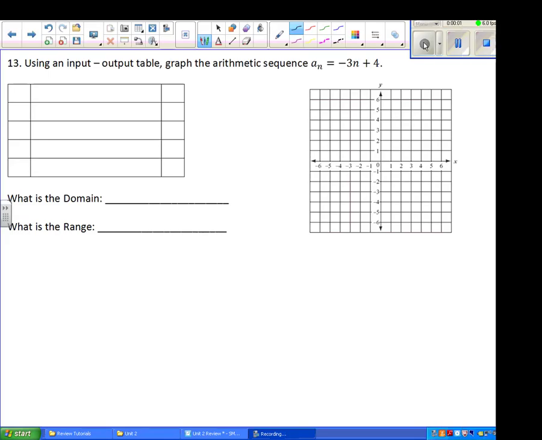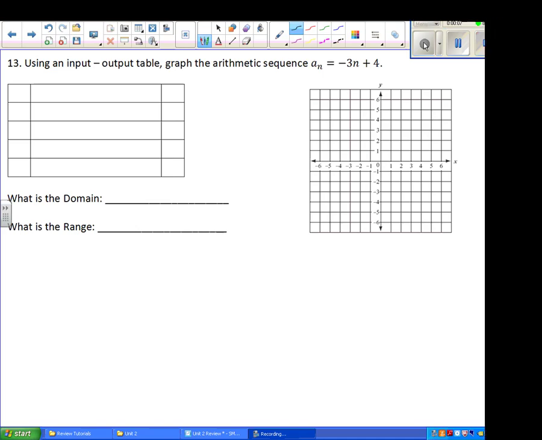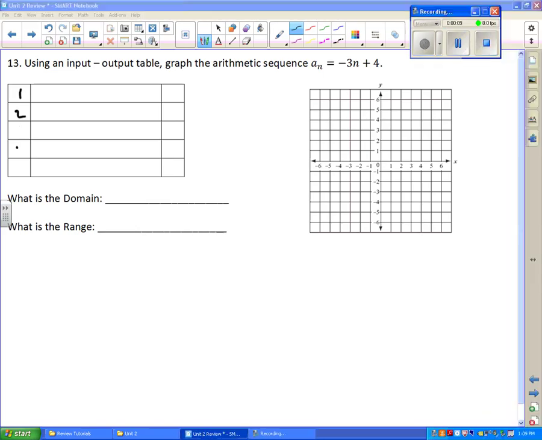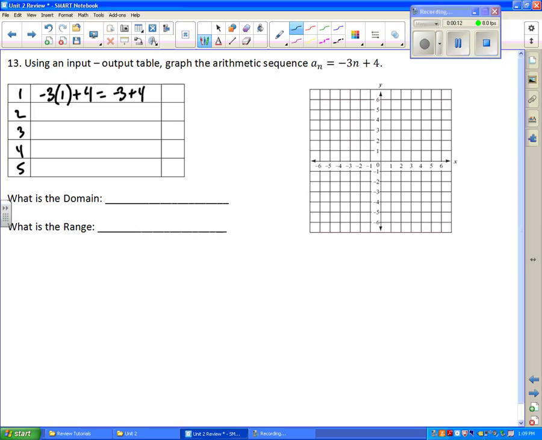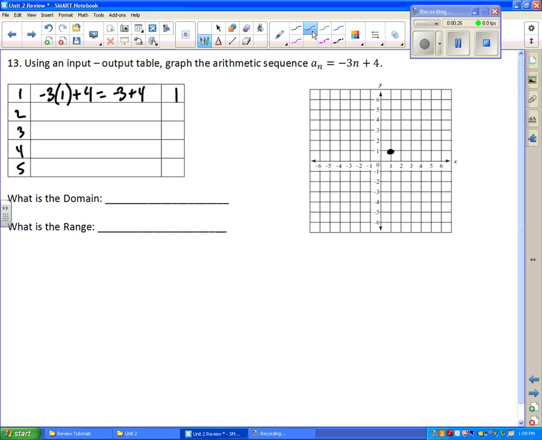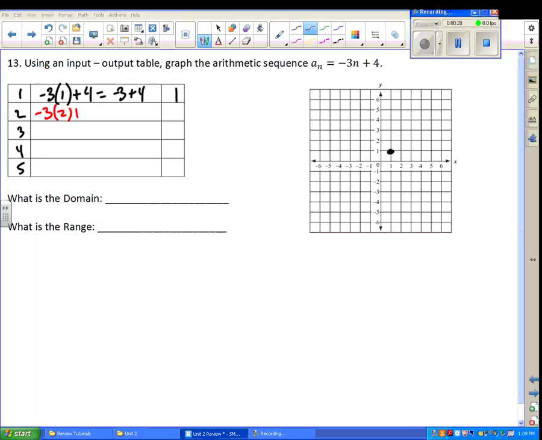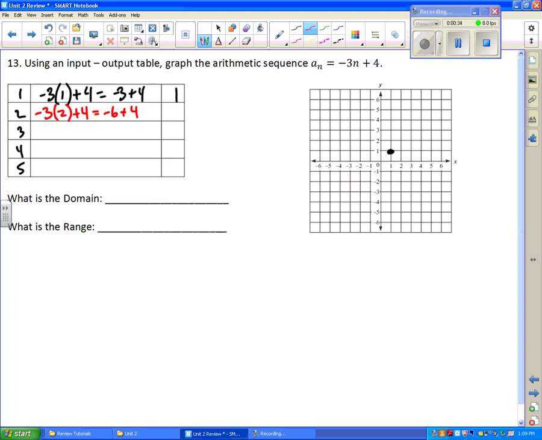Number 13, using an input-output table, graph the arithmetic sequence negative 3n plus 4. Let's use inputs of 1, 2, 3, 4, and 5. When I substitute in a 1, it's negative 3 times 1 plus 4, which is negative 3 plus 4, which is 1. So I've got the point 1, 1. To the next one, negative 3 times 2 plus 4 is negative 6 plus 4, which is negative 2. So 2, negative 2.